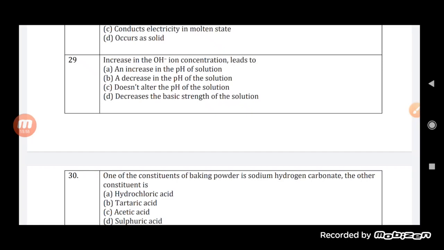It is more than 7. So if there is more hydroxide ion concentration, the solution will be more basic in nature, and ultimately if we check it with the help of pH, we will find that the pH of the given solution will be higher. Okay, so there will be an increase in the pH of a solution.